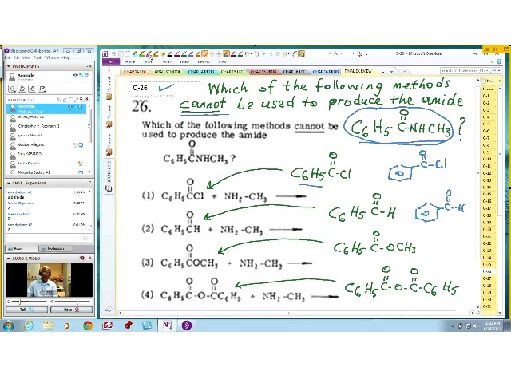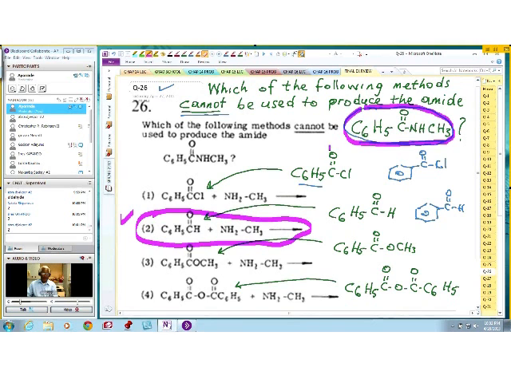You cannot use number 2 to produce this secondary amide, because the rest of these reactions are what we refer to as nucleophilic acyl substitution reactions. This primary amine will react with benzoic chloride to give you this product. This primary amine, which is methylamine, will also react with an ester, methylbenzoate, to give you this product.